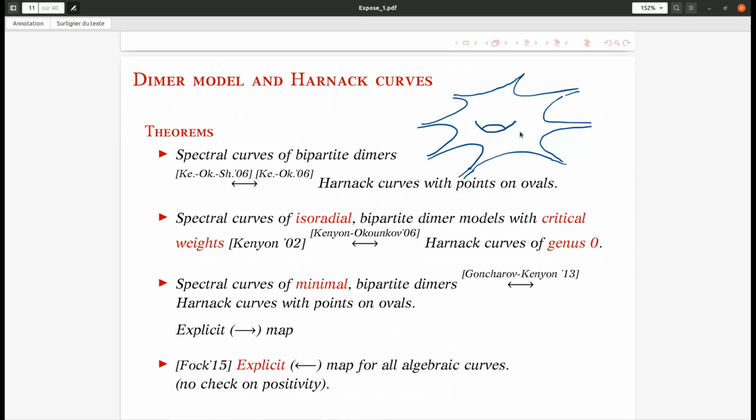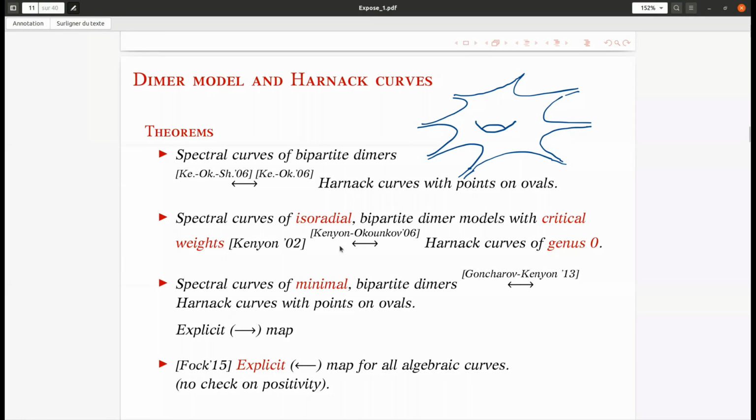There are other characterizations, but I'm not going to tell you about that. With the points on the ovals means that you have specific points around the hole here on the real locus, but I will not go into details. It's not that important for the talk. So this is a really general result that was quite remarkable, coming more from probability theory, and that really had also an impact in algebraic geometry.